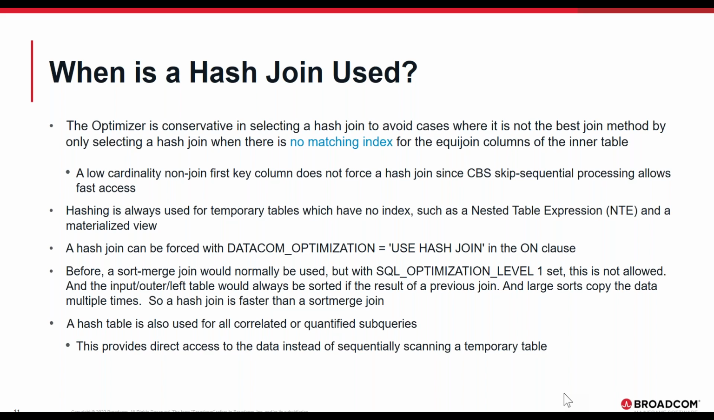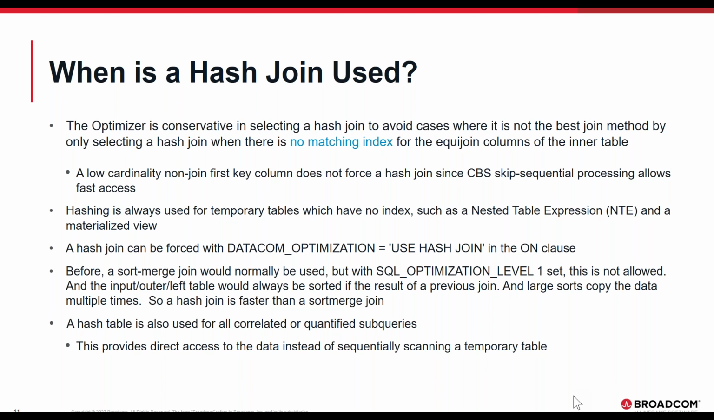And when I say there's no matching index, there is a use case where the first column of the index is low cardinality. Maybe it's company number, and there's like 1, 2, 3 companies, and that's not specified in the join condition. Then CVS's skip sequential processing will use that key just about as fast as if it was restricted. So the optimizer does take that into account and considers that to be a matching index and doesn't use hashing in that case. So it's a little smart about what it means by no matching index.